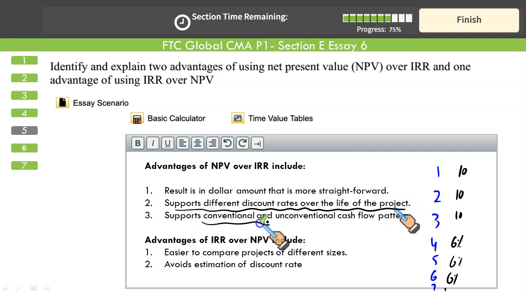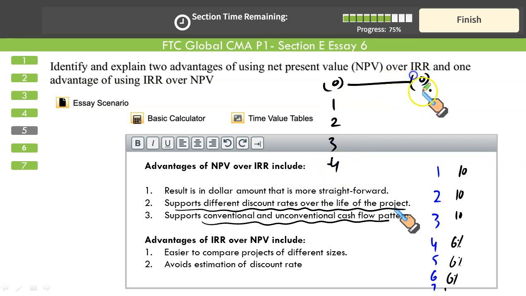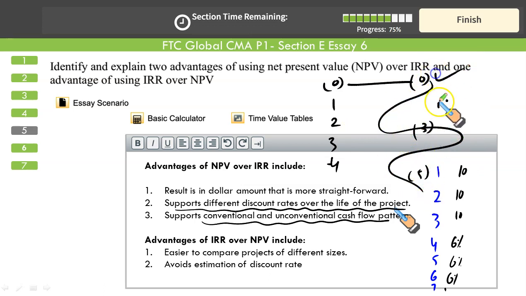It supports conventional and unconventional cash flows. Conventional means a year 0 outflow and then all the years are inflow. This is the conventional method. Unconventional means investment in year 0, again in year 3, again in year 5. So it's sometimes cash positive, negative, positive, negative. This is called unconventional. This is conventional. So NPV supports both. That's the advantage of NPV over IRR.